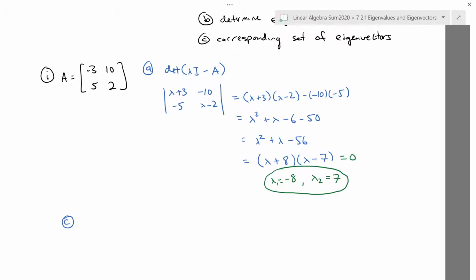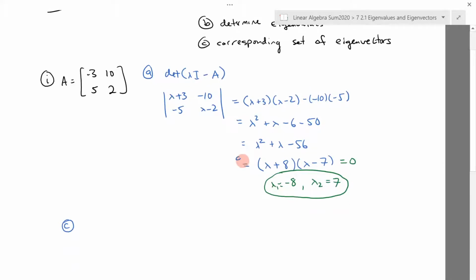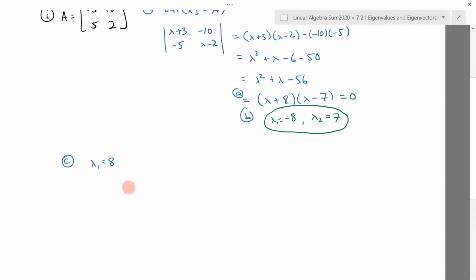Okay, so getting the characteristic equation was part A, and then getting the eigenvalues is part B, right? So these are our two eigenvalues, and now we go to part C, finding the eigenvectors, right? We do it separately for each eigenvalue. So let's start with the first one, lambda 1 equals negative 8.